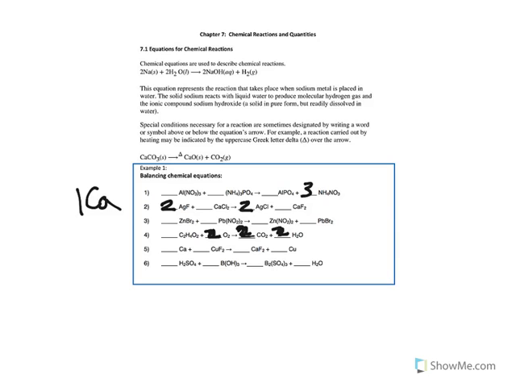1 calcium, 1 copper, 2 fluorines. 1 calcium, 1 copper, 2 fluorines. Well, look at that. This one is already balanced. This one does not require any additional work on our part. Let's take a look at the next example.